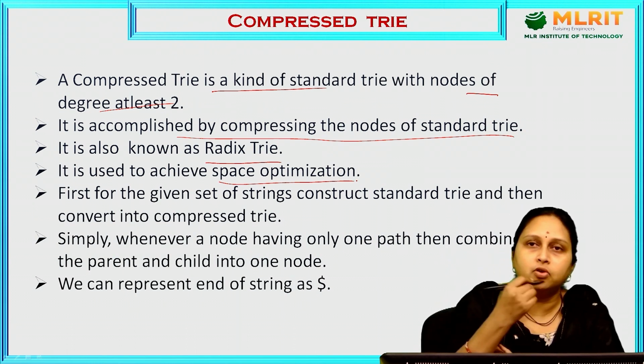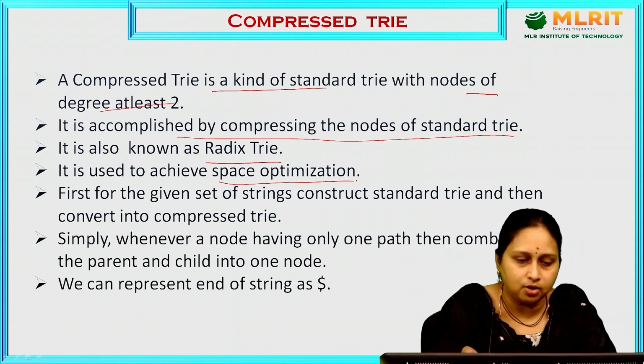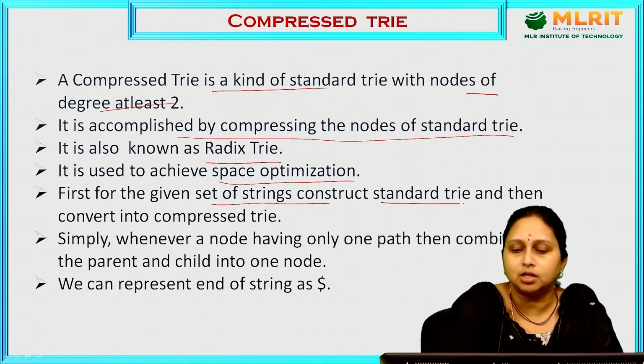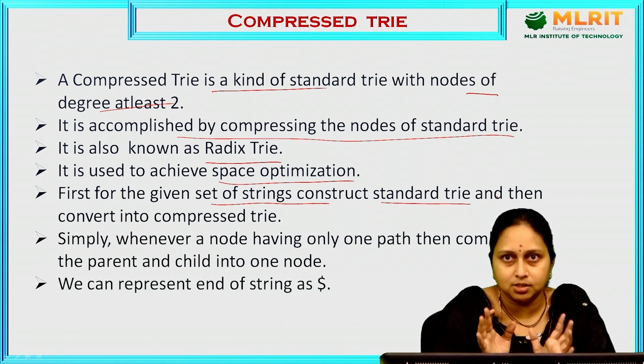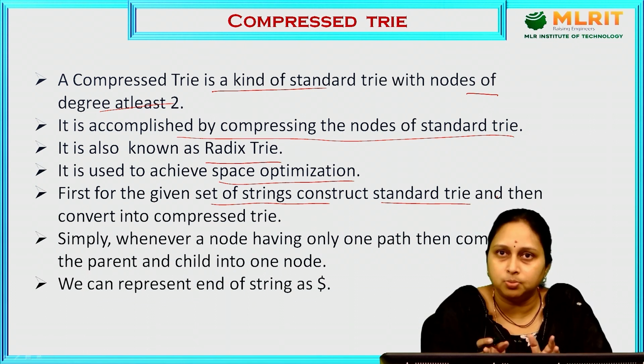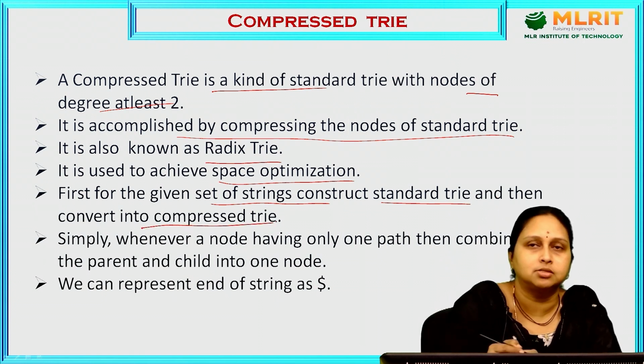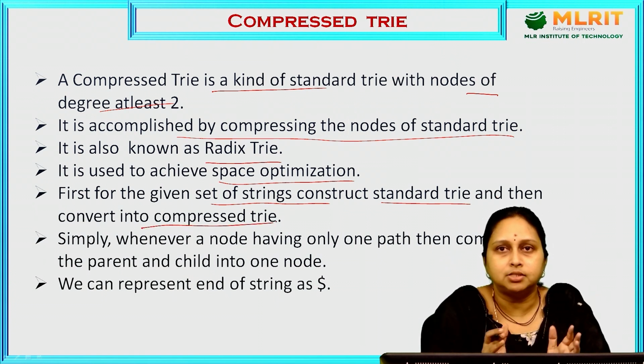For constructing this compressed trie, first, for the given set of strings, construct a standard trie. The same rules are to be followed: alphabetically you have to represent the strings and construct the standard trie. Then convert it into a compressed trie. We need to compress it and then we can represent it.